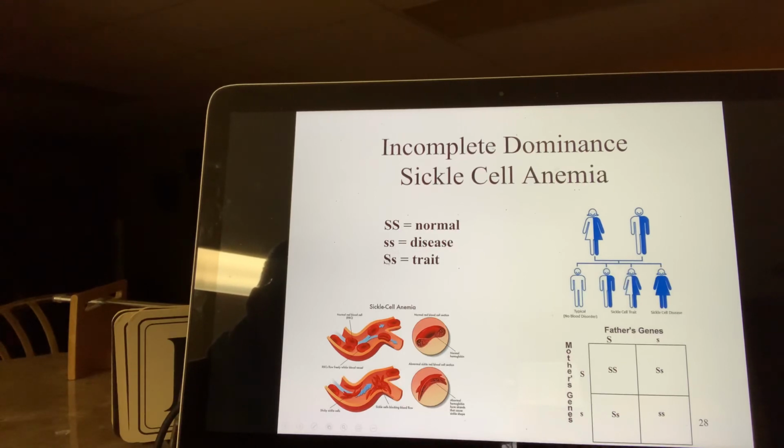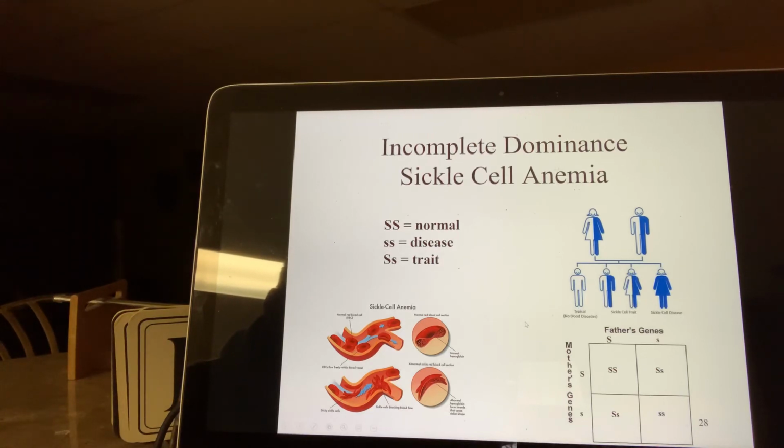But if you have a heterozygous state where you have one of these and one of those from each of your parents, you have what's called a sickle cell trait, which is not as bad as a disease, but it's not normal. If you're under certain types of stress, your red blood cells can still form those banana-shaped sickles, but you're much, much less likely to have severe problems than someone who has the disease.